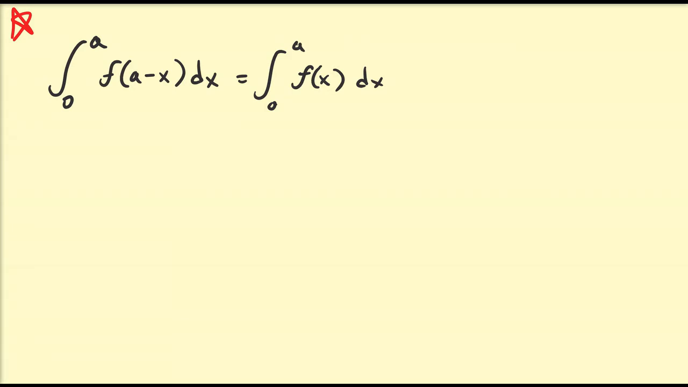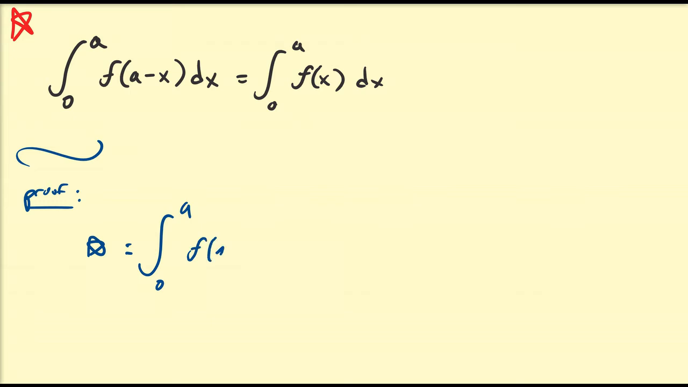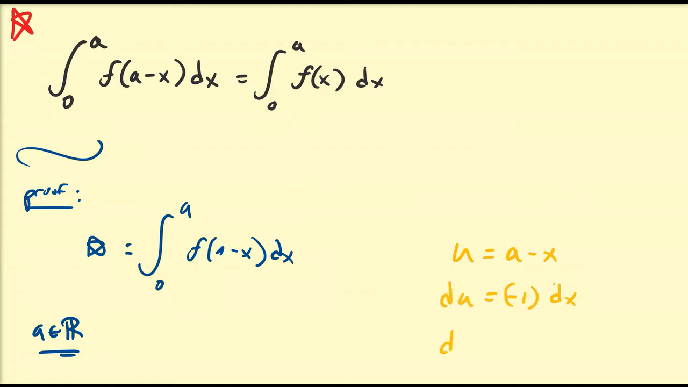Alright, so the first thing we're going to do is prove that this identity is actually true. So, proof. We're going to consider this identity, the integral from 0 to a of f of a minus x dx, and we're going to assume that a is some positive real number. We're going to use a u substitution, so we let u be equal to a minus x. So that means du is going to be negative 1 times dx, which means that dx is equal to negative 1 times du.